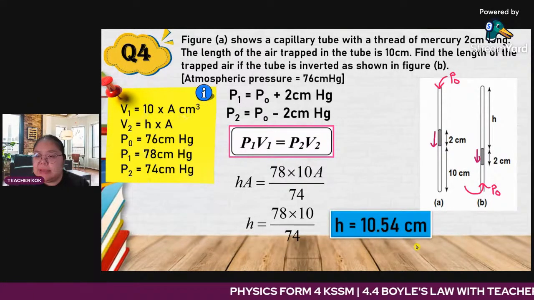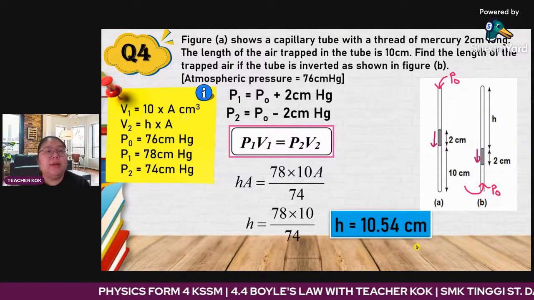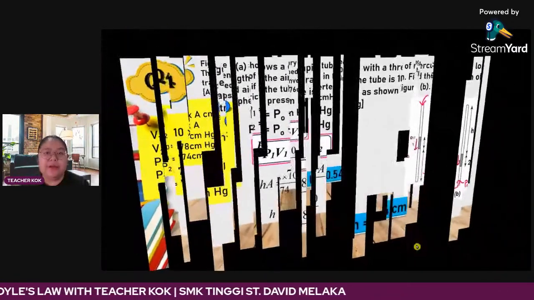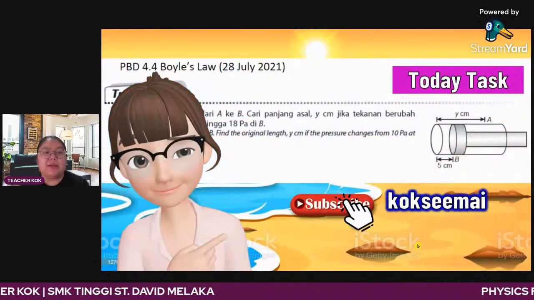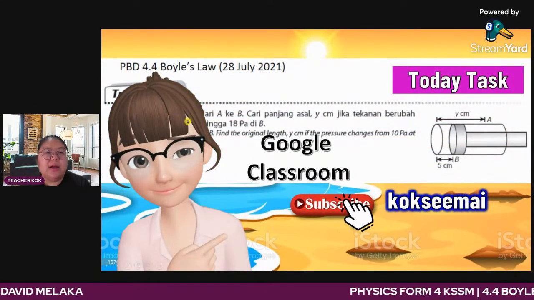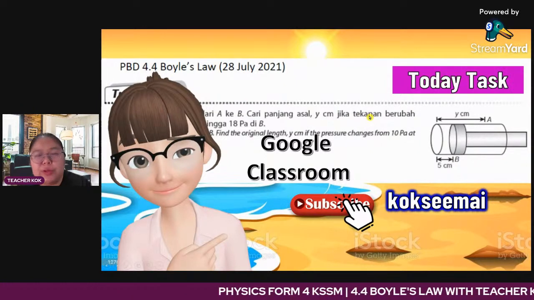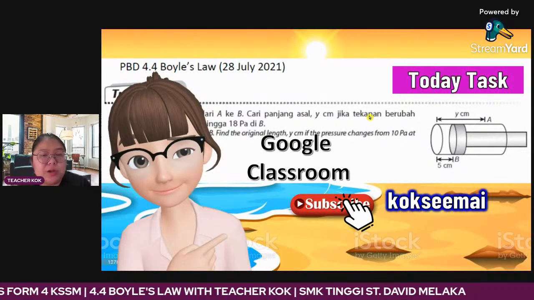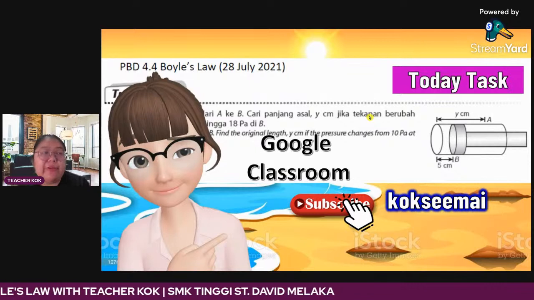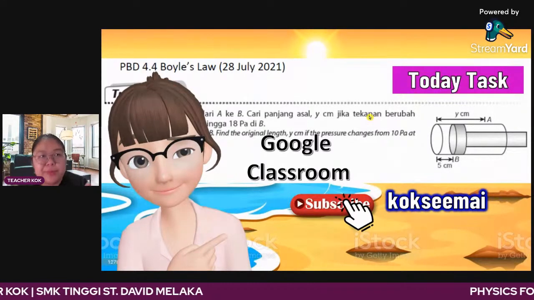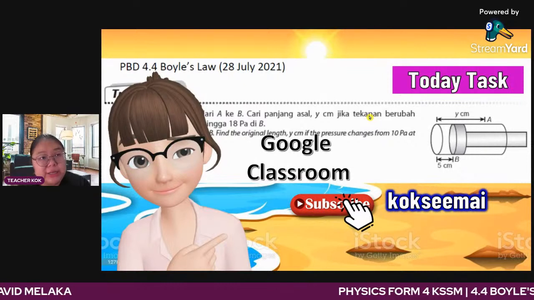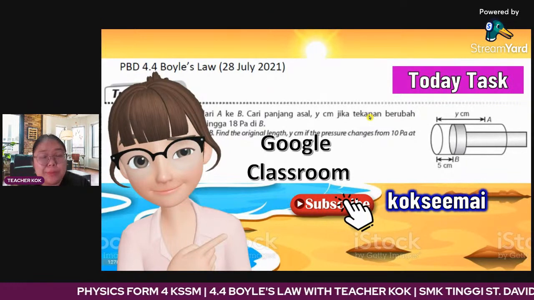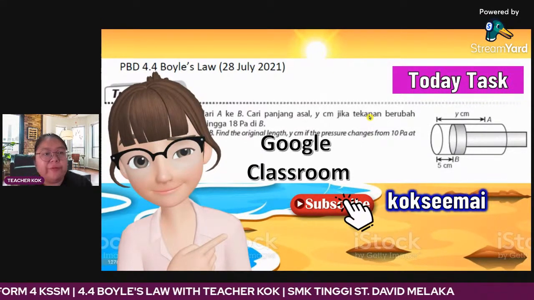So this one is an example for the exercise. I already uploaded it in the Google Classroom. This one is today's task. There are 3 exercise questions only, but the last question is related to what I just taught you about the capillary tube, so you need to do it. The due date is Friday, 5 p.m. You need to turn in through the Google Classroom. Don't pass it to me, and don't PM me in Telegram.